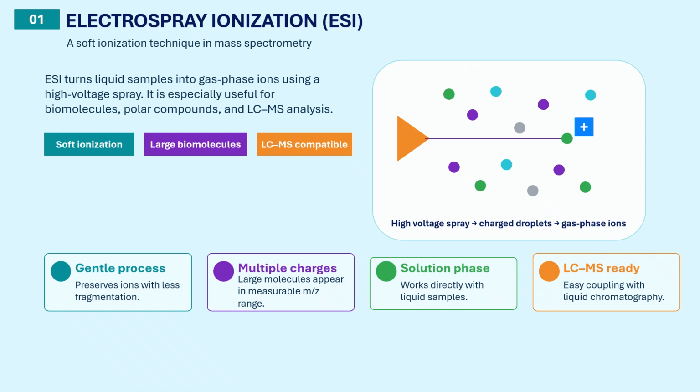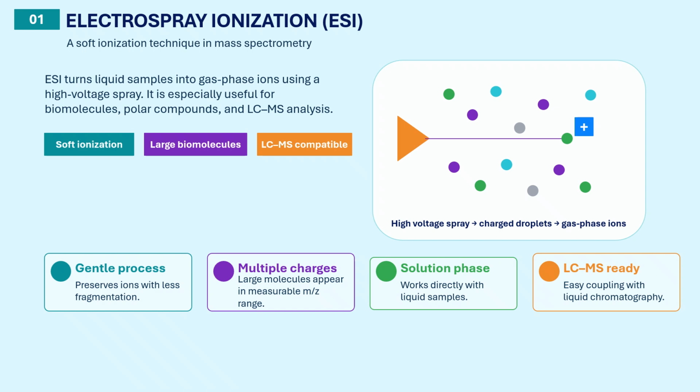Another important feature of ESI is that it can produce multiple charged ions. For large biomolecules, this is very helpful, because when a molecule carries multiple charges, its mass-to-charge ratio, or m/z value, becomes lower and easier for the mass spectrometer to measure. So, even large molecules like proteins can be analyzed effectively using ESI.